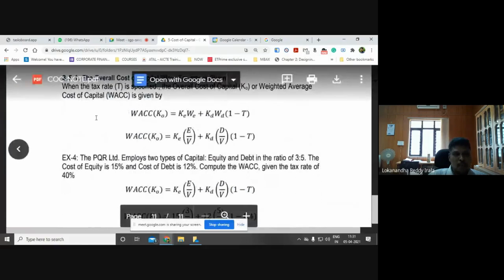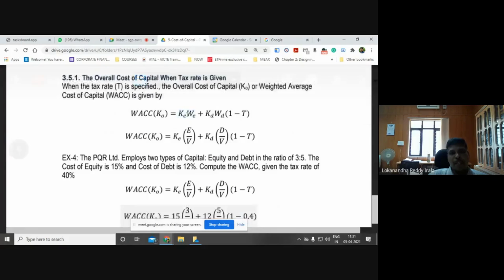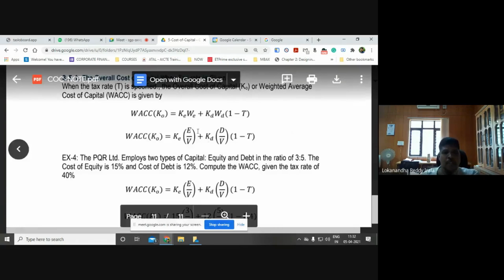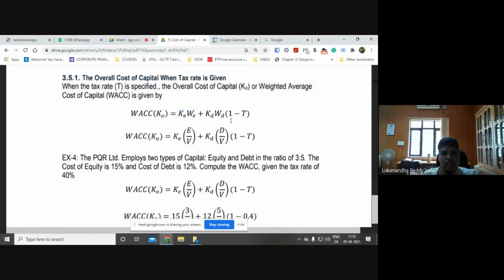Then coming to the overall cost of capital when taxes are given. Remember in this equation, the cost of equity is post-tax, cost of debt is pre-tax, because interest is paid before taxes and dividends are paid after taxes. So whenever you are using the overall cost of capital, you should ask whether it is pre-tax cost of capital or post-tax cost of capital. For the post-tax cost of capital, because cost of equity is already post-tax, you can convert cost of debt to post-tax by multiplying with 1 minus T.